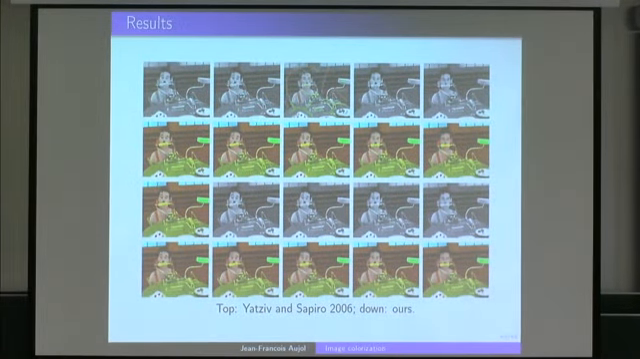So here's an example of a Charlie Chaplin video. On the first two lines, it's with the Yatsiv and Sapir algorithm. You can see that they have to put a lot of scribbles on the frame to get something which is nice, whereas here, in our case, we need the first frame to be colorized, but then it works without correction in this case.